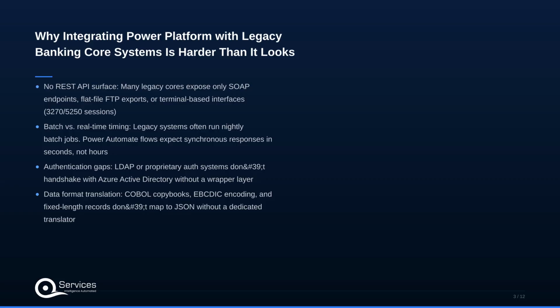Now, let's talk about why integrating Power Platform with legacy banking core systems is harder than it looks. Most legacy core banking platforms were built in the 1980s and 1990s. They run on IBM mainframes, AS/400 systems, or on-premises Oracle databases, designed for batch processing rather than real-time API calls. Power Platform, by contrast, expects REST APIs, OAuth 2.0, and JSON payloads.